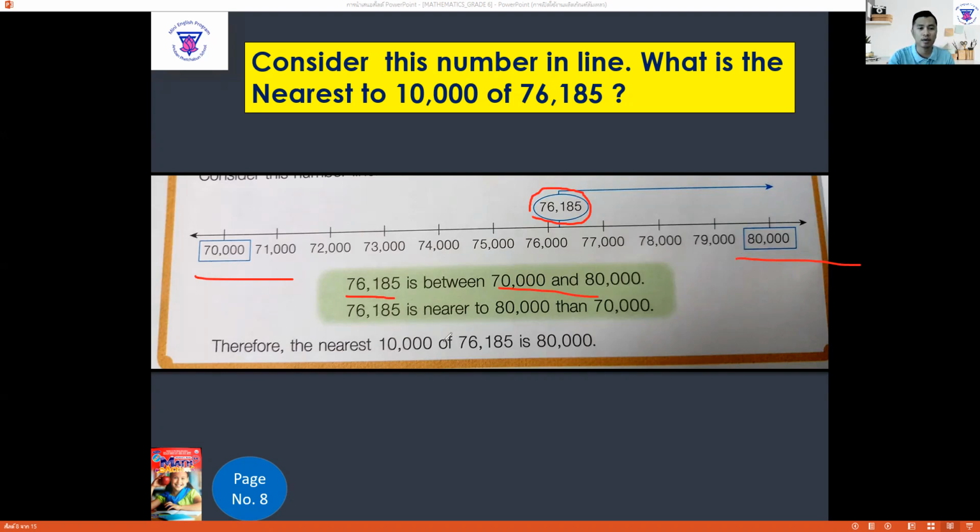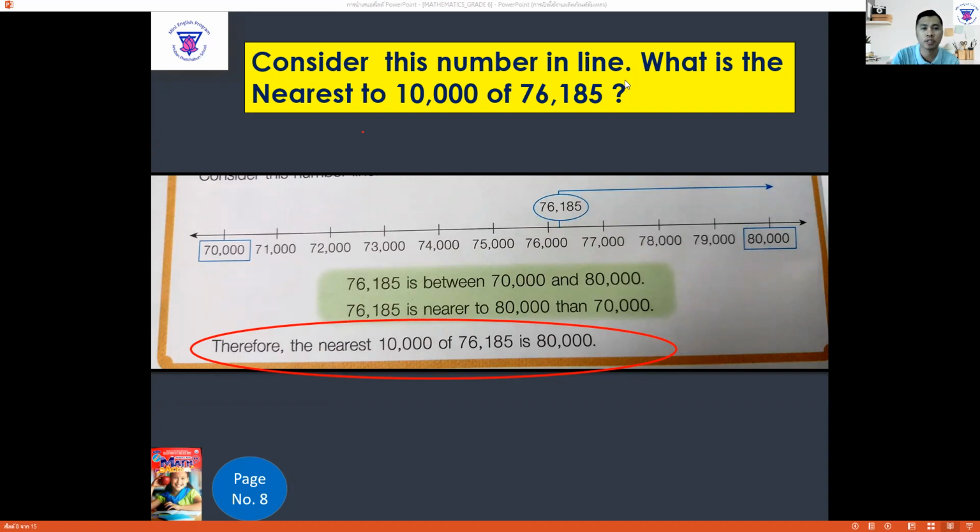All right, so now 76,185 is nearer to 80,000 than 70,000. That means it's very close or nearer to this number. Okay, so that means, therefore, the nearest 10,000 of 76,185 is 80,000. Okay, that means it's already close. It's very close to 80,000.